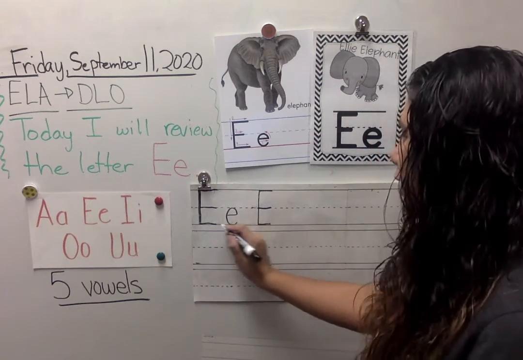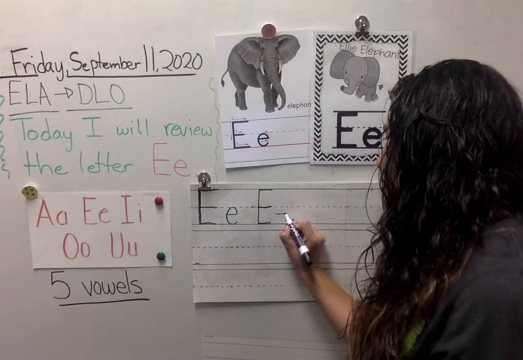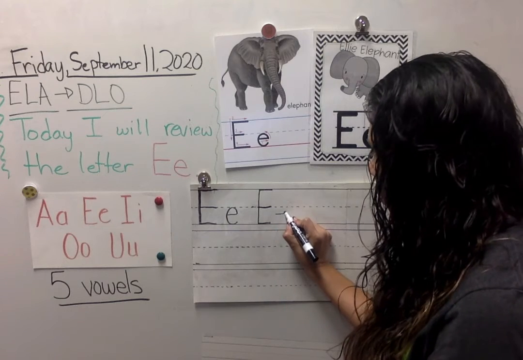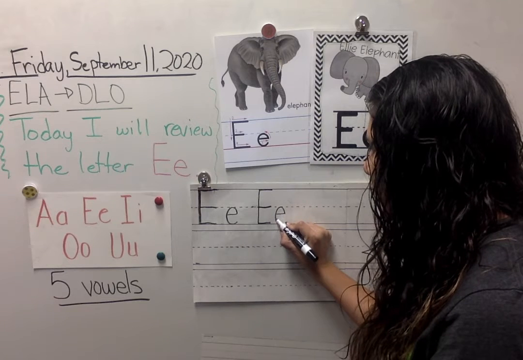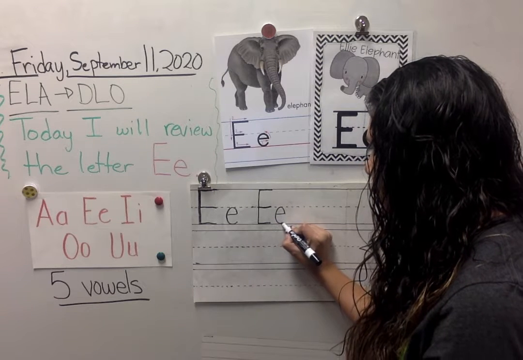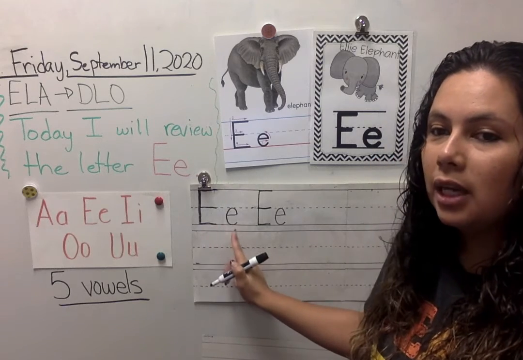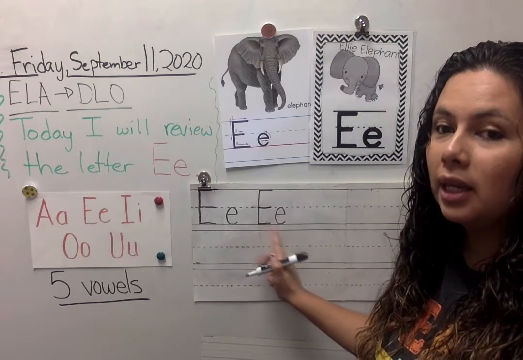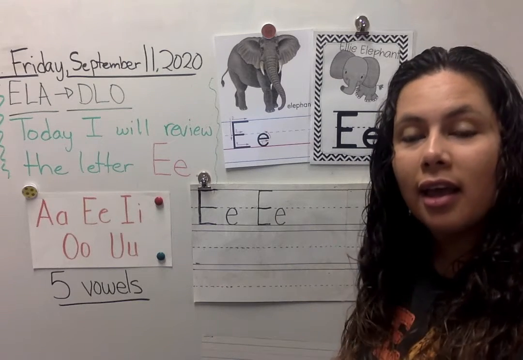Capital E, and then I want to practice my lowercase e again so you guys can see it. Here. I don't go past that line. I'm going to go up to it. I'm going to start turning, but I won't pass it, okay? I'm going to come back down, come back up, and stop, okay? Capital E, lowercase e. Capital E, lowercase e. And E makes the sound eh, eh, eh.